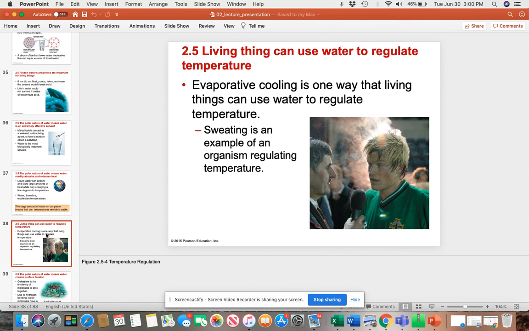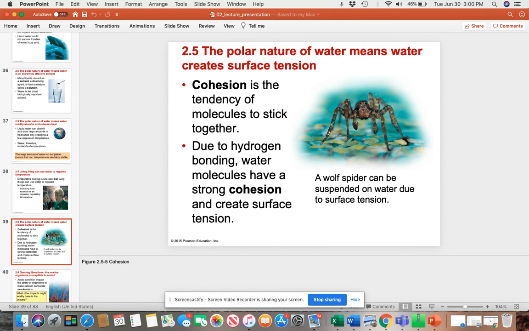All right. Sometimes water, especially in mammals, allows us to cool from overheating. Certain invertebrates and insects, because water has a tendency to stick together, can actually walk on water.